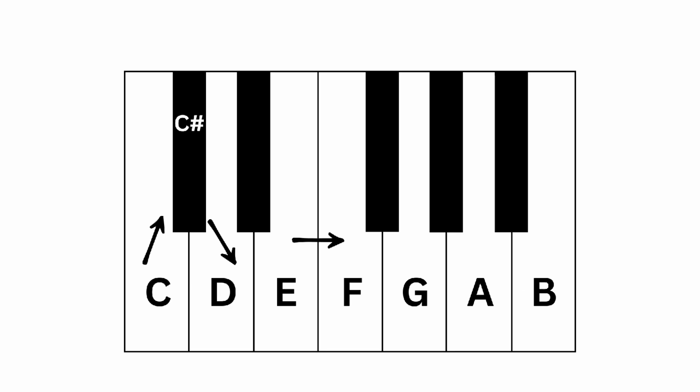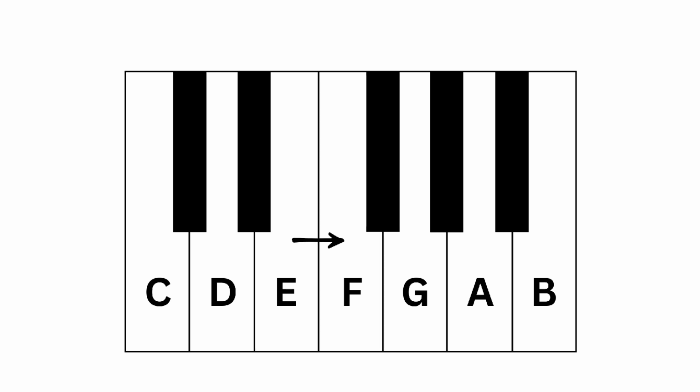And a half step in music is the shortest distance that we can move. So a half step on the piano is up or down to the very next key on the keyboard, white key or black key, no skipping notes. C to C sharp is a half step. That's a white key to a black key. C sharp to D is also a half step. That's a black key to a white key.